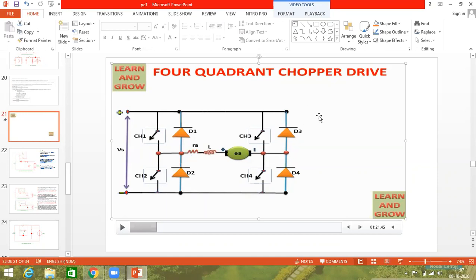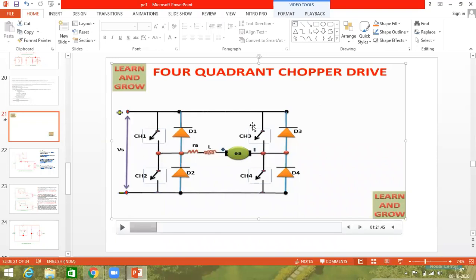Yes, case 1. We are starting the case 1, right? Case 1 is what? When the chopper CH1 and CH4 are on, the direction of the current starts from Vs plus to CH1, CH1 to the inductor, inductor to the motor, and from motor to CH4, CH4 to the V minus. Is it clear, all of you?